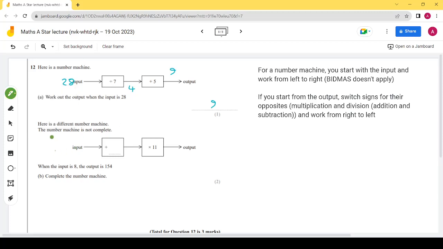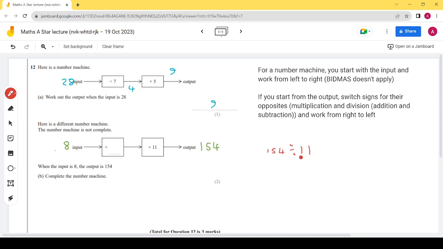Next we've got a different number machine. The number machine is not complete, and we're told when the input is 8, the output is 154. We need to complete the number machine. So we basically need to work out what times 11 is going to equal 154. The easiest way to do that, and we do have a calculator here if we want it, is to work in the other direction. So we can do 154, the opposite of times, which is divide, so divided by 11.